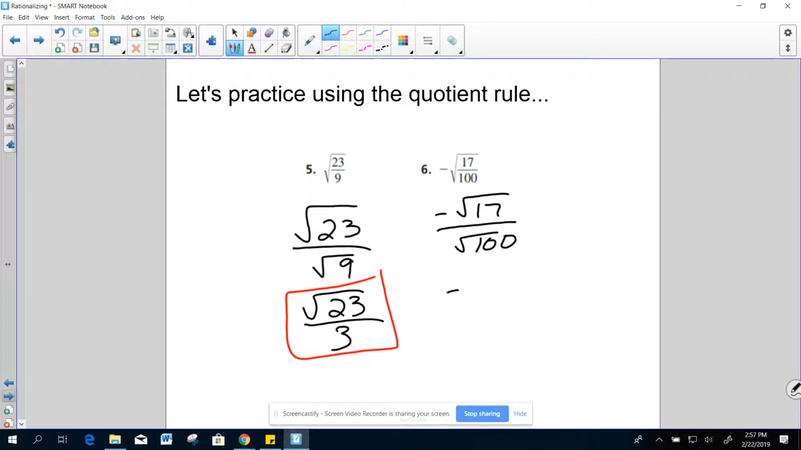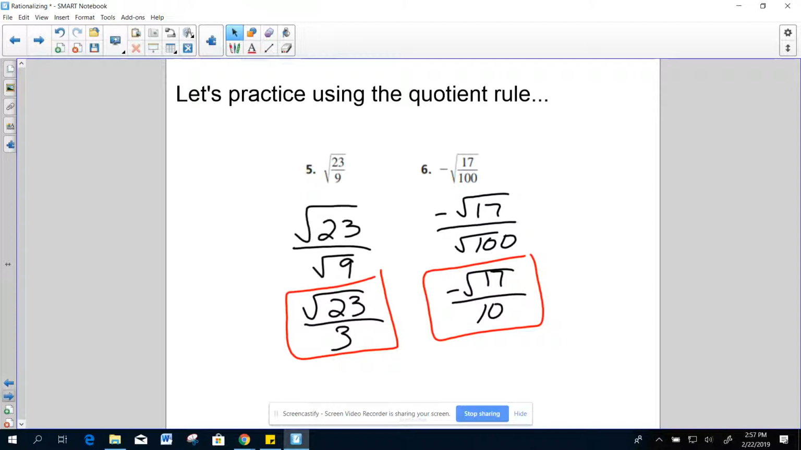Next, I have the negative square root of 17 over the square root of 100. There are no nice radical factors for the square root of 17, so it stays as is. The square root of 100 is 10. My final answer ends up being negative rad 17 over 10.